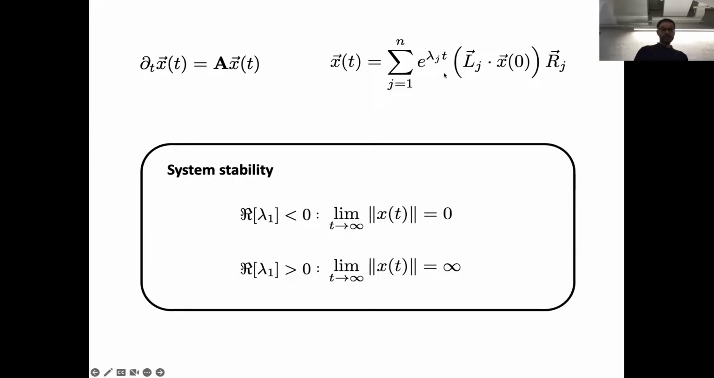So let me mention that this result here only works if A is diagonalizable, but the stability also works for non-diagonalizable matrices because you can do a Jordan decomposition. So the system stability conditions are valid irrespective of whether the matrix is diagonalizable or not.